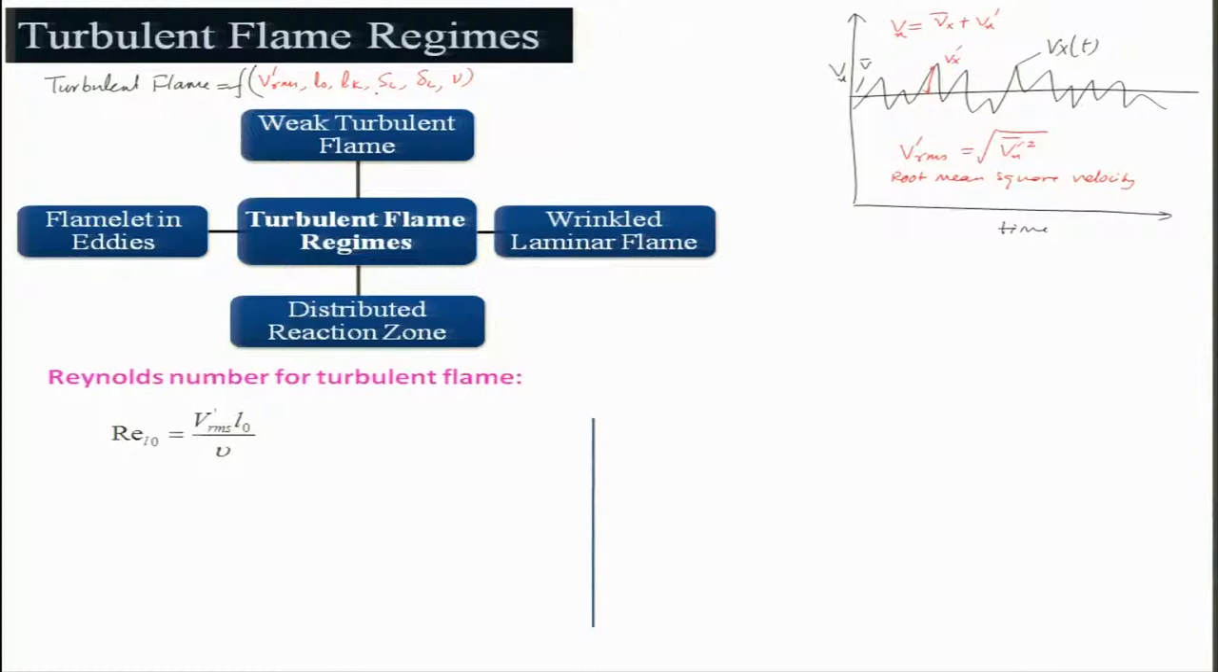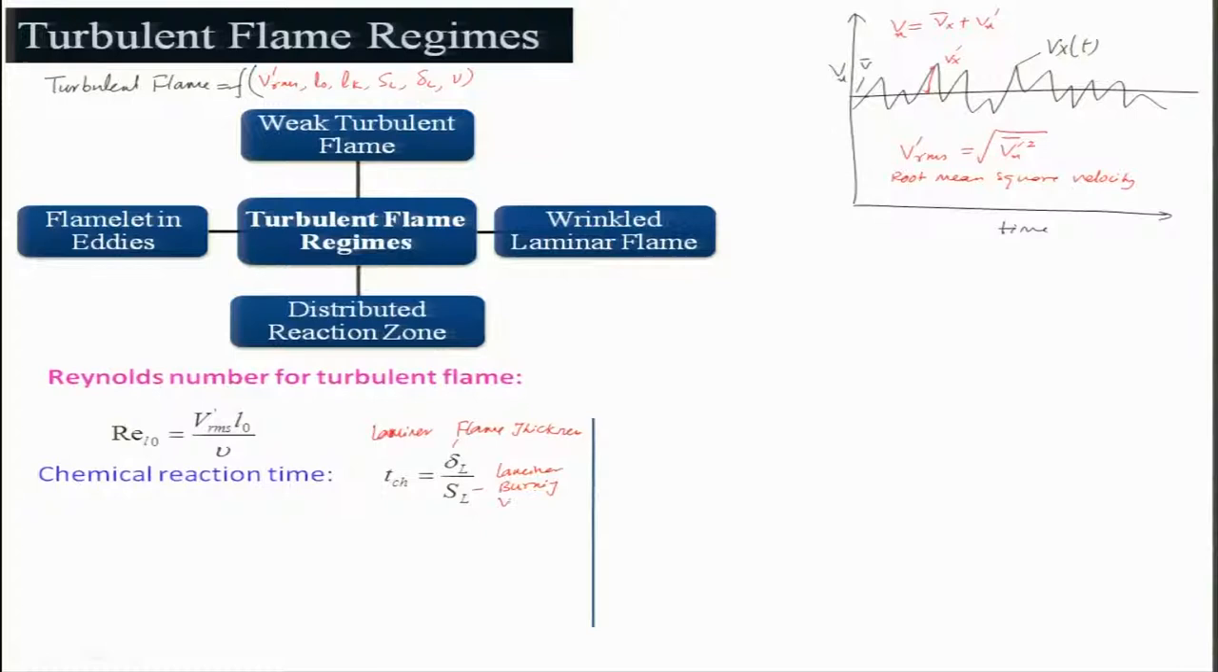So chemical reaction time I can define as delta L by SL. We have already looked at that, because that is nothing but the time in which the chemical reaction occurs. L is the length, and delta L is basically the flame thickness, the laminar flame thickness, right? And SL is the laminar burning velocity.